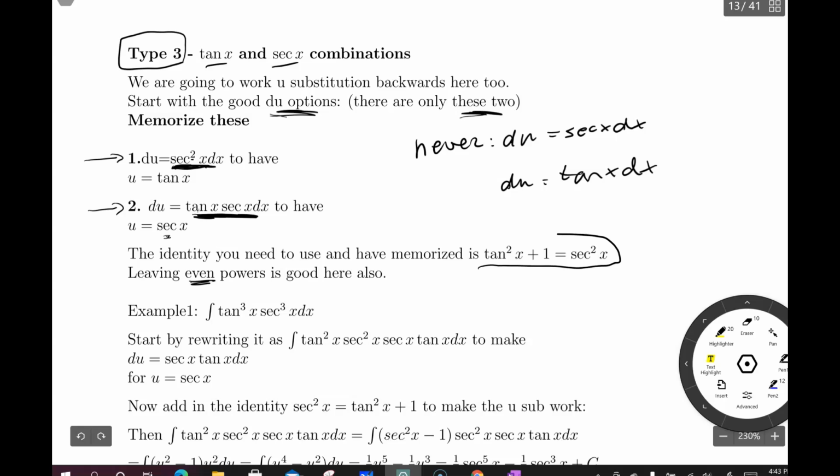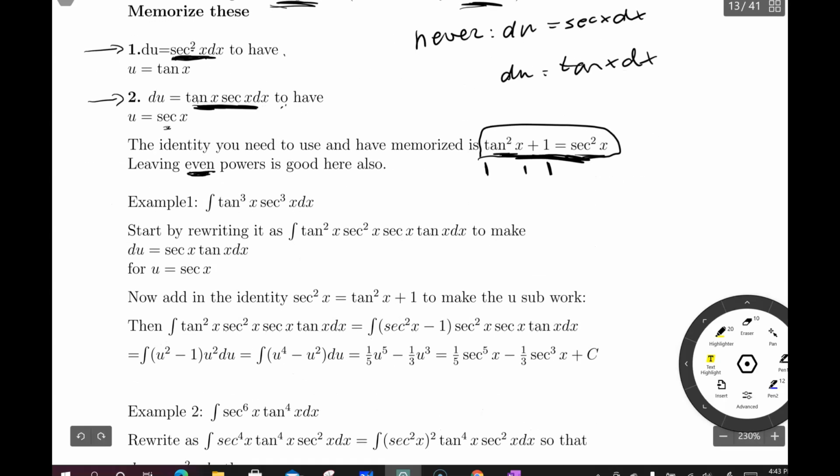And the identity that you'll want to use is this. So I always remember this. Tangent's got the tall guy, the plus has got the tall guy, the one's got the tall guy. So these all have sticks on this side and this doesn't. So you just got to get this memorized, because you're not always going to have your little notes beside you. So: leaving even powers, using this identity, and these two specific du's.